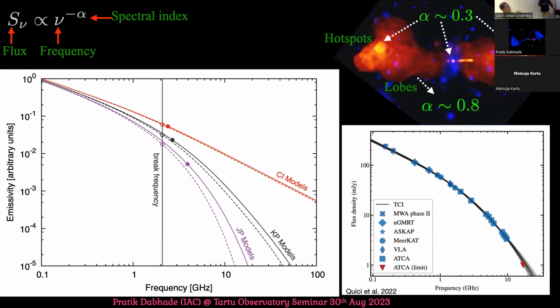So these are the three main models which we actually try to use to fit various parameters, like what is its radiative or spectral age, and how long there has been a mixing of old and new plasma, and such.